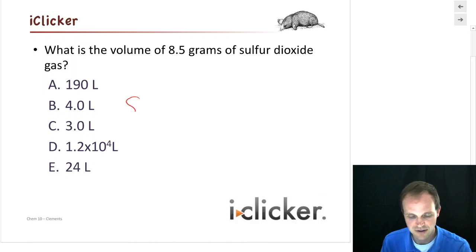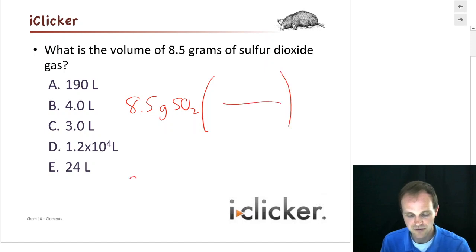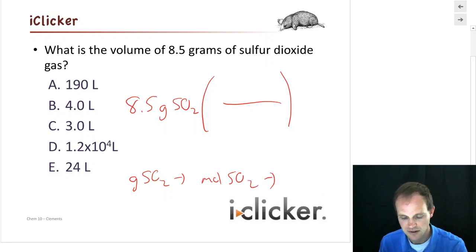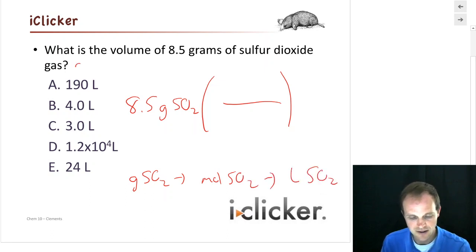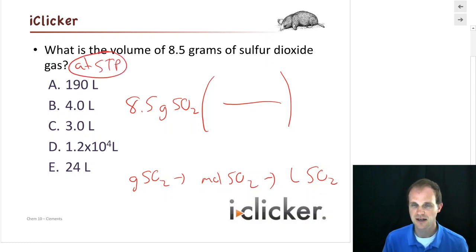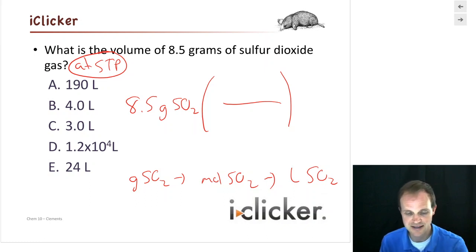All right, hopefully you came up with something like this. Grams of sulfur dioxide, SO2. We're going to need grams of SO2 to moles of SO2 to liters of SO2. Now, I really should have specified at STP in this question, and on a test or quiz, I absolutely will. I'll either say at 1 atmosphere of pressure and 273 Kelvin, or I'll say at STP.